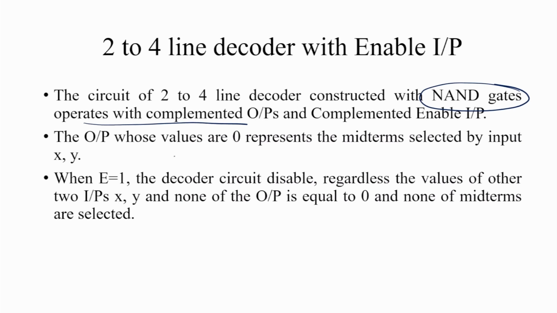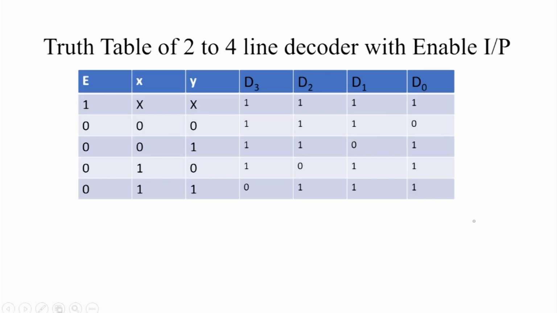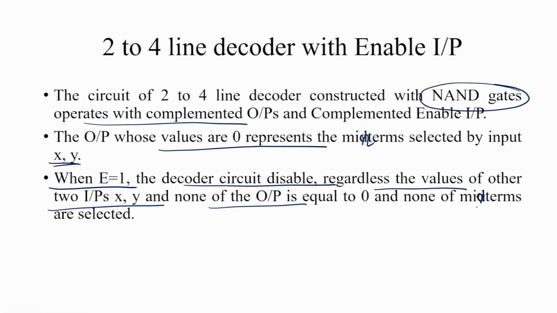The output whose values are 0 represents the min terms selected by input x, y. So, what min term is selected? We can select the min term whose value is 0, and when E is equal to 1, the decoder circuit is disabled regardless of the value of the other two inputs x, y, and none of the outputs is equal to 0, and none of the min terms are selected.